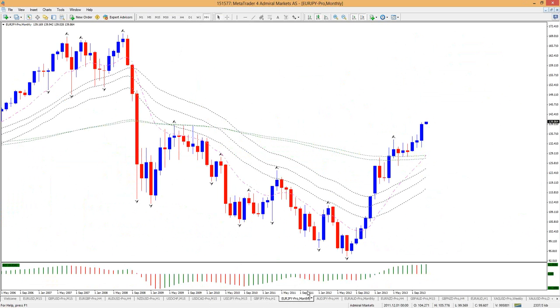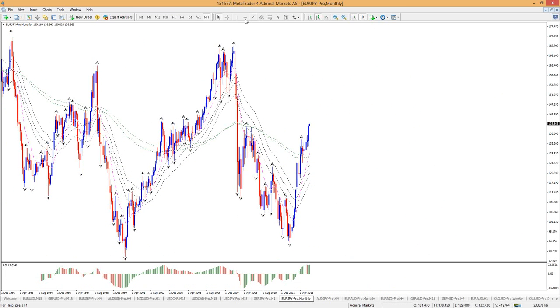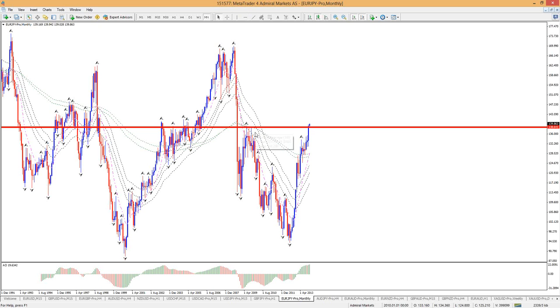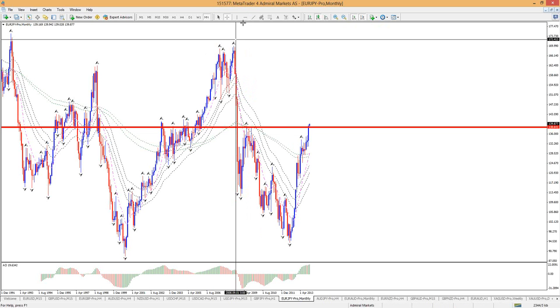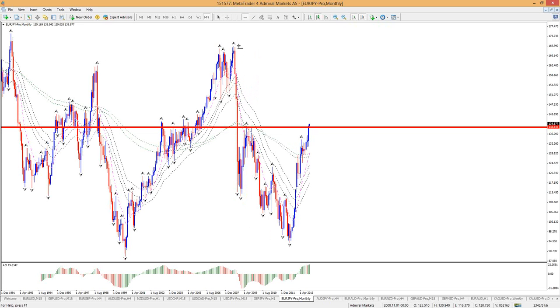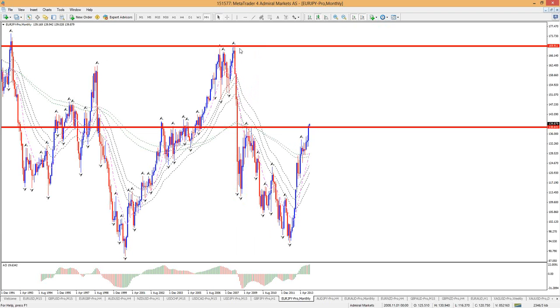In fact, if we zoom out, we can see that price is poking above this 138.60. Price hasn't been that high since 5 years ago. 2008 was the last time. Now that we've broken this resistance, the next resistance, in fact the next top, is all the way at 170, which means there's no resistance closer by than 170. Quite amazing.